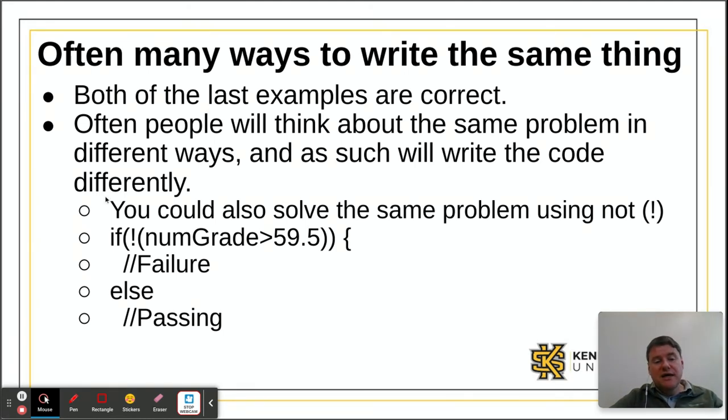You could say, if the number grade is greater than 59.5, do one thing. You could say, if it's not greater than 59.5, do something else. So you could use the not, you could use a less than or equal to instead of a greater than. You could do all kinds of different things to make this work. So there isn't one right answer. And that's a very important point.